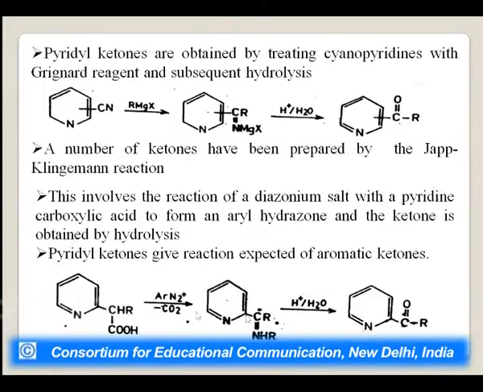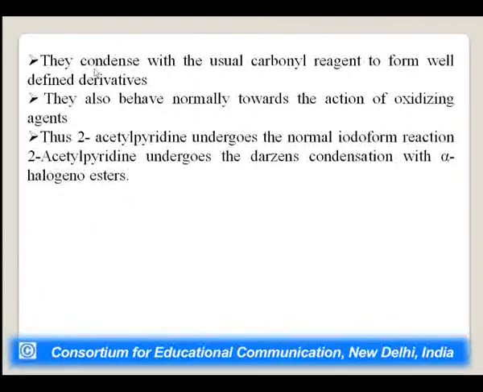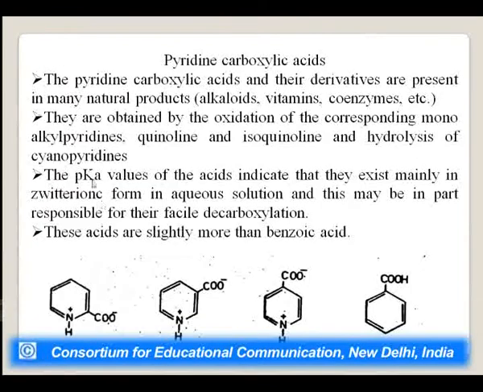Pyridyl ketones give reactions expected of the aromatic ketones. Here you can see the preparation of the pyridine ketone. They condense with the usual carbonyl reagents to form well-defined derivatives. They also behave normally toward the action of oxidizing agents. Thus, 2-acetyl pyridine undergoes the normal iodoform reaction we have discussed in aldehydes and ketones. The 2-acetyl pyridine also undergoes the Darzens reaction, which we have discussed, with alpha-halogenoesters.